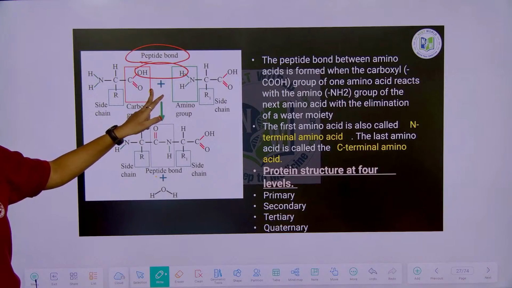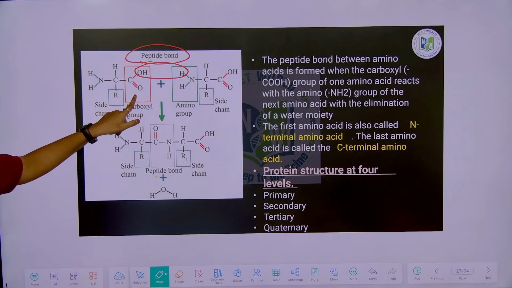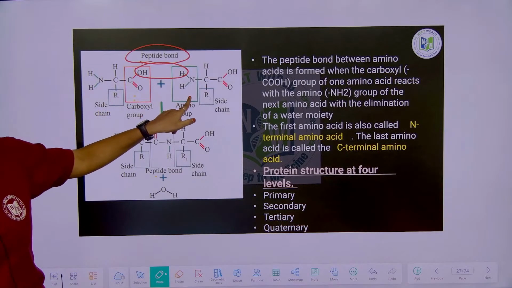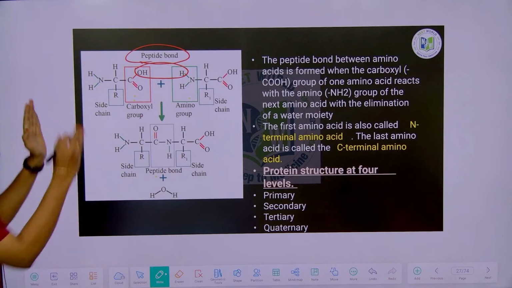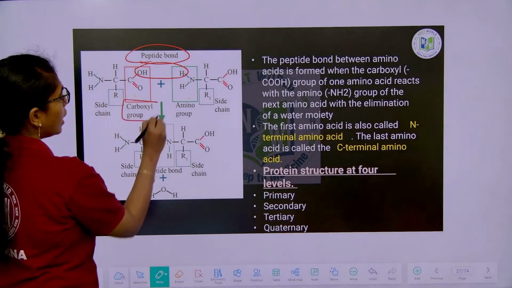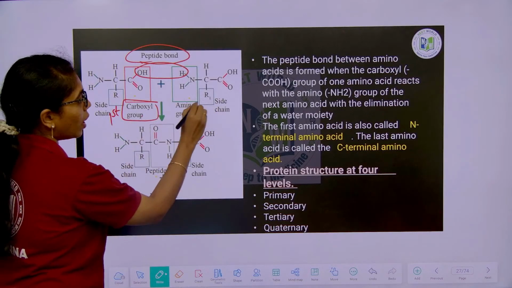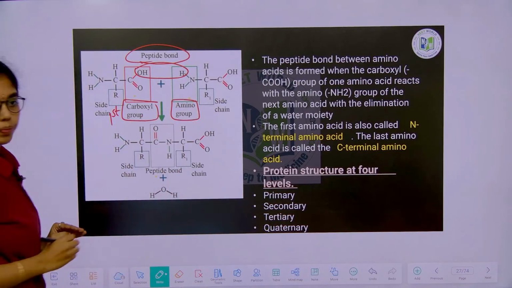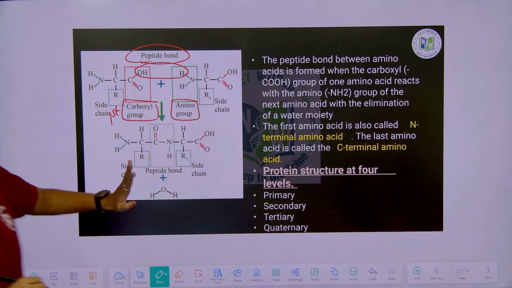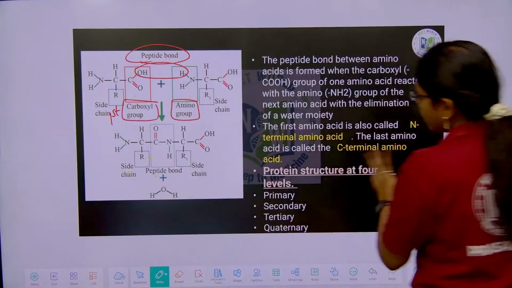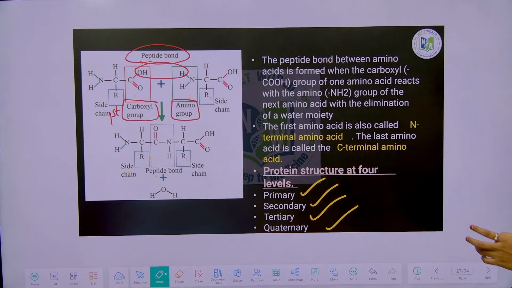This is happening between the carboxyl group of the first amino acid and the amino group of the second amino acid. That you have to remember. In the first amino acid, what group is involved? Carboxyl group. In the second amino acid, what group is involved? Amino group, right? And this forms a peptide bond. So the levels are primary, secondary, tertiary and quaternary.